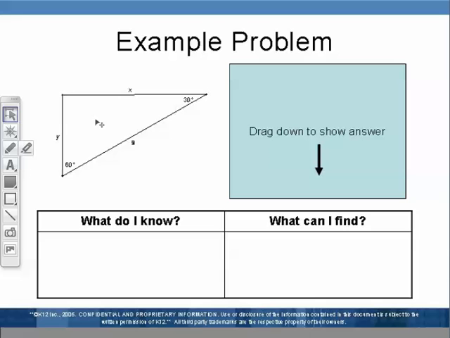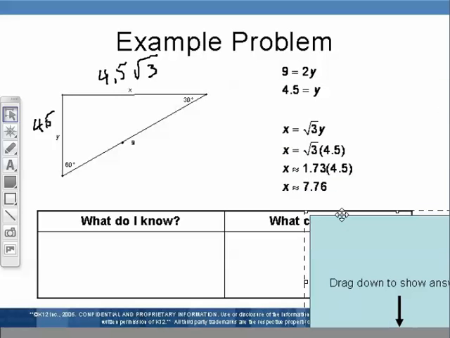Okay? Couple more here. 30, 60, 90 triangle. And they're giving me that the hypotenuse is 9. I know this one is going to be 4.5. Why? Because it's half of the hypotenuse. And this one's going to be 4.5 times the square root of 3. Okay? Square root of 3 times 4.5.